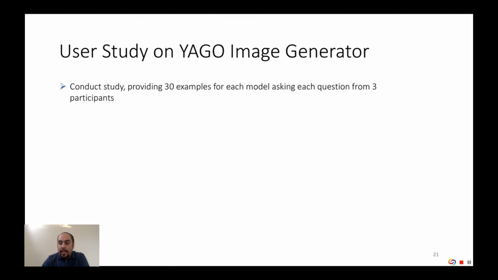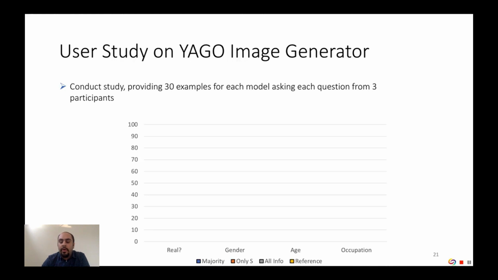And here we see our user study on generated missing images for the Yago dataset. The same as our description experiment, we provide 30 examples for each model and ask each one of the questions from 3 participants. The same as before, we have 4 types of models. We have majority, generating images using only relational links, generating images using all the information, and the last one is the reference result.